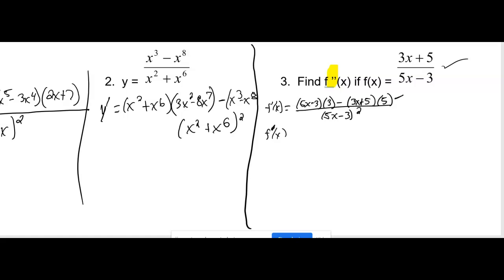So now, still one tick mark here. All I'm going to do is simplify the numerator. So we'll distribute the 3, 15x minus 9. Understand how this is playing out. Not only is the negative getting distributed to this quantity, but it's also getting distributed by the 5. So we're really taking a negative 5 and distributing to the second quantity. So we should get a negative 15x minus 25.